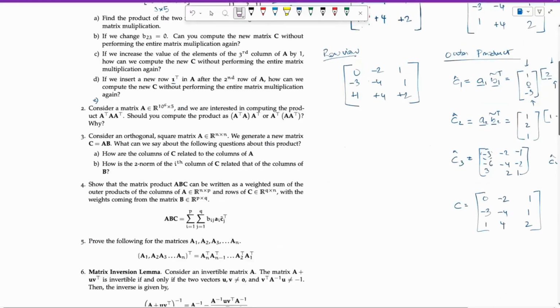Second one, let's say we have a huge matrix which has 1,000,000 rows and 5 columns. And for some strange reason, we need to compute this matrix: A transpose A, A transpose.